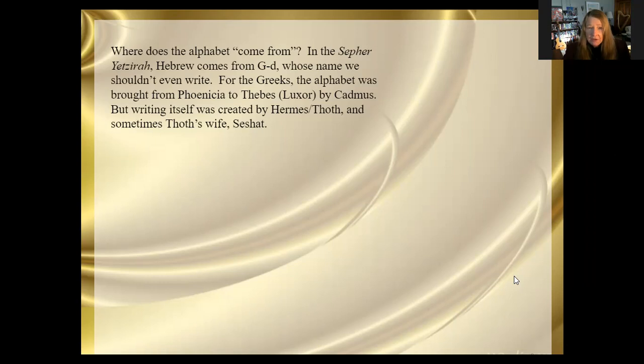For the Greeks, the alphabet, like I said, was brought from Phoenicia by Cadmus. Writing itself, though, in stories about the Greek alphabet, writing itself is the creation of Thoth, who by the end of the classical period and continuing through to the beginning of the Common Era is sort of rolled in with Hermes, and who also, according to some stories, created writing. And sometimes it is Thoth with his wife, Seshat.